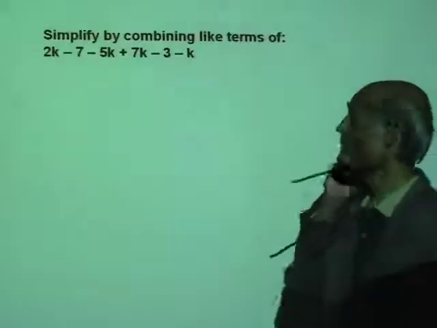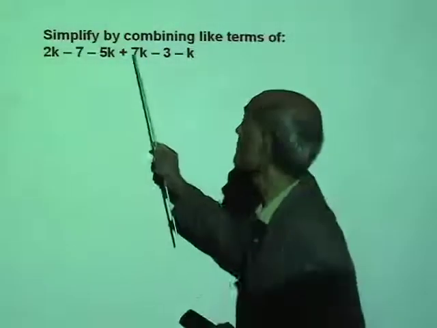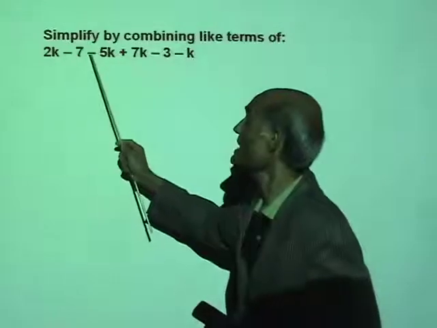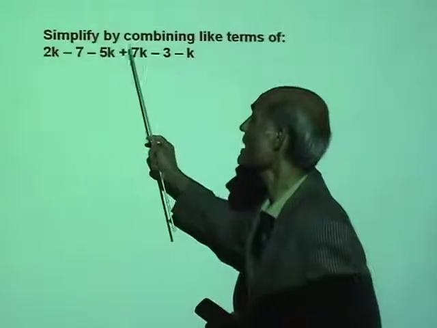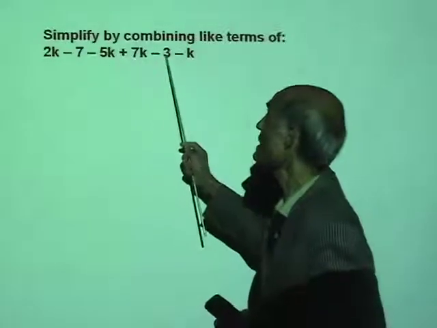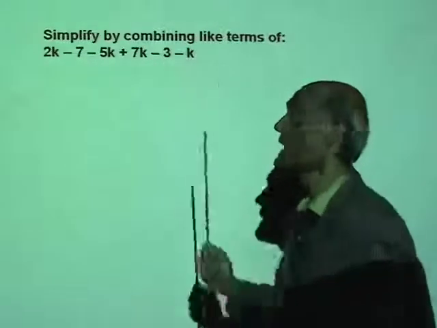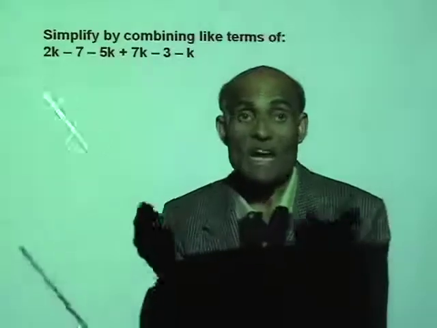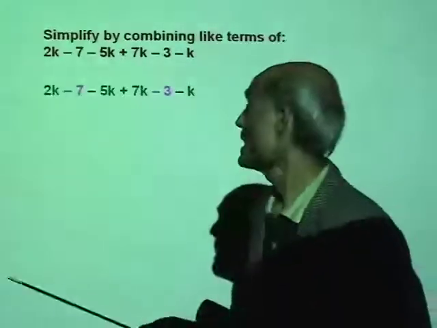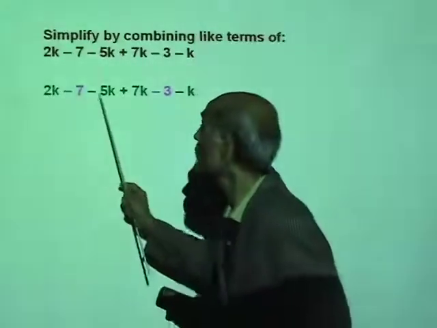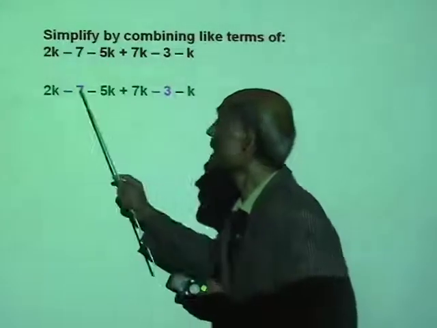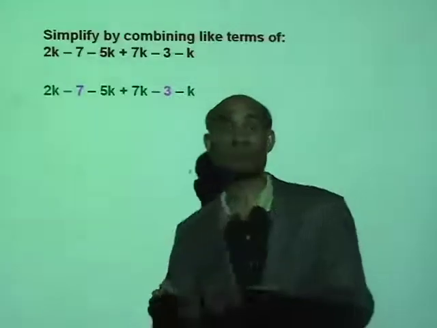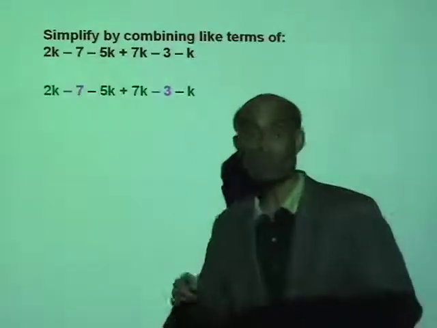Okay, another one. Simplify by combining like terms. 2k minus 7 minus 5k plus 7k minus 3 minus k. So what do we do? Identify like terms. Now I have used the green for k's and purple for the numbers. And what will I do in the next term?